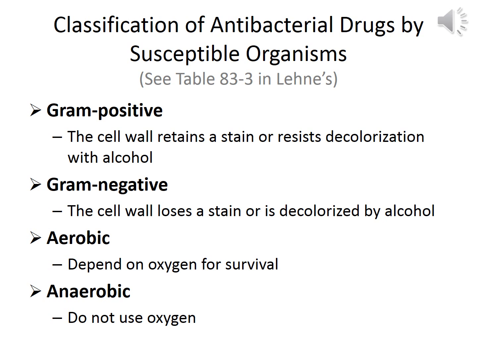We also classify them as aerobic versus anaerobic. Aerobic bacteria need oxygen to survive. Anaerobic bacteria typically don't, so they can live happy lives without any oxygen in their world. So again, these are the four different ways that we're going to classify the bacteria that are susceptible to the antibiotic.